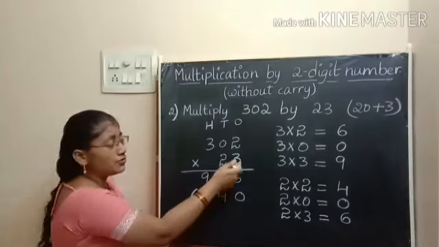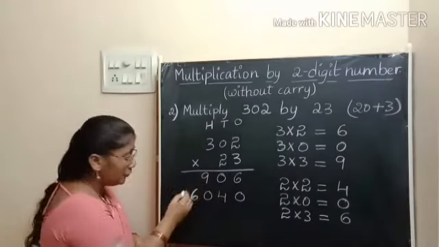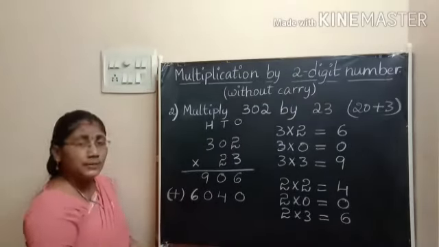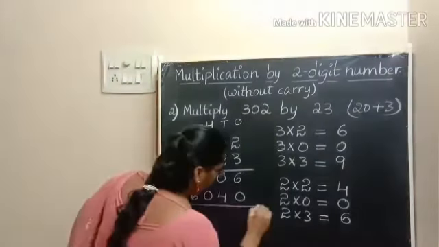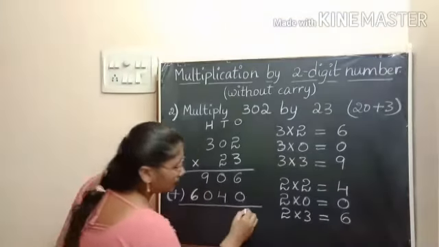First line belongs to 3. Second line belongs to 2. So we have to add these two lines to get our final result. Add these two lines. 6 plus 0. How much is it? 6 only.